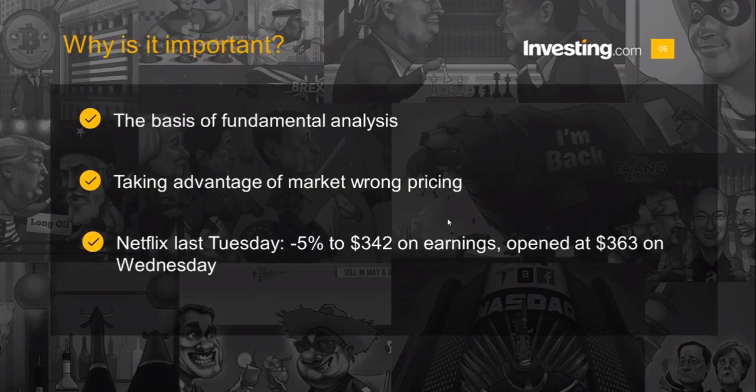Why is an earnings report important? First of all, like I said, it's the basis of fundamental analysis. It's what we use to be able to understand the financials of the company. If you ever heard about things like the PE ratio of the company, which is how many times its earnings you are buying it for, it's all taken from the earnings report, obviously. Every ratio that we have that is based on fundamental factors will come from the earnings report. And this is why it's crucial.